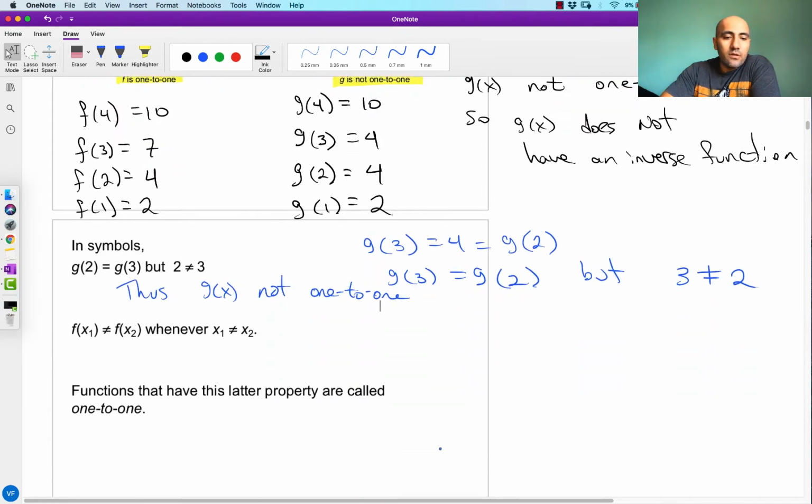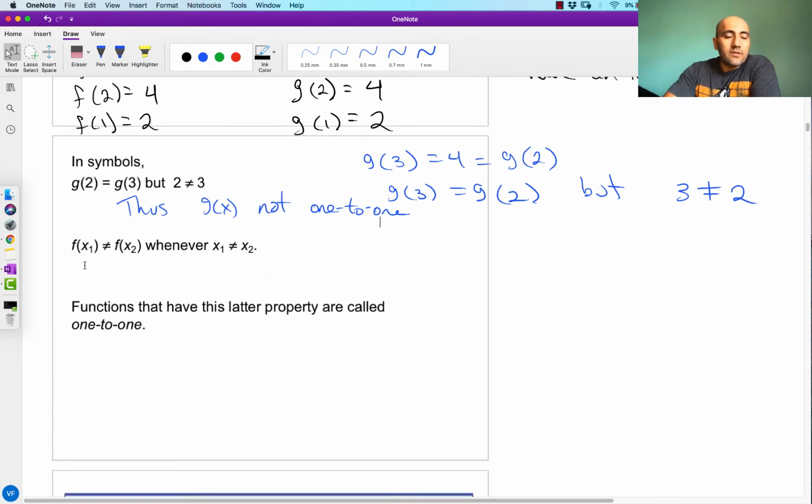In general, this is the notation we adopt. So if something is one-to-one, this is the case. Functions that have this property are called one-to-one: whenever we are looking at our function, the outputs don't equal each other whenever the inputs don't equal each other. Right? That's what this is saying.